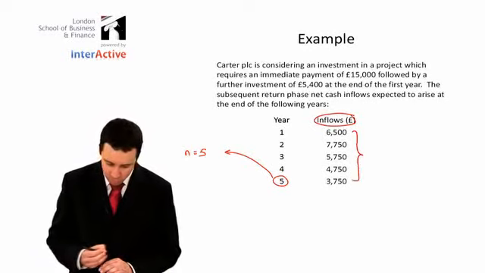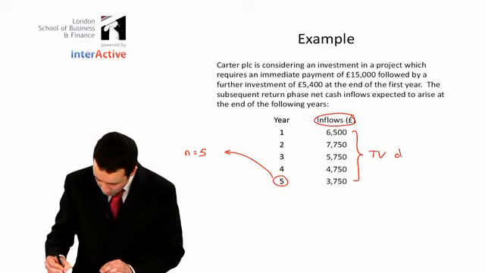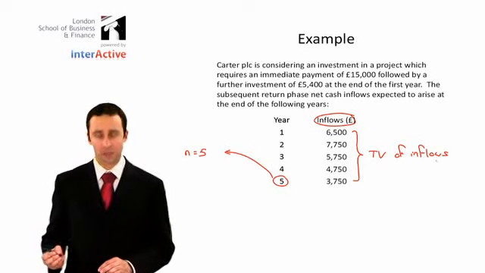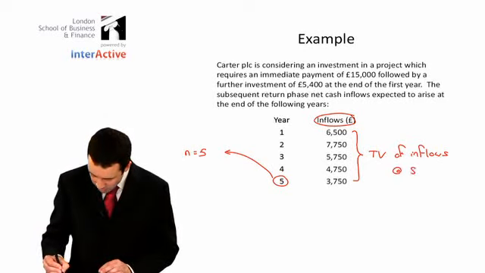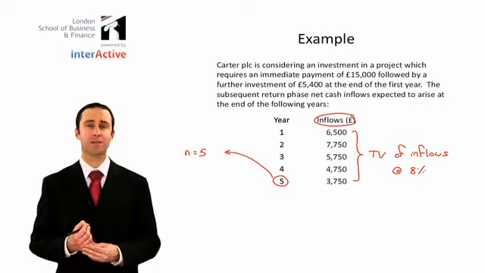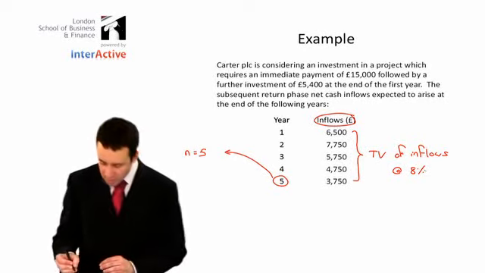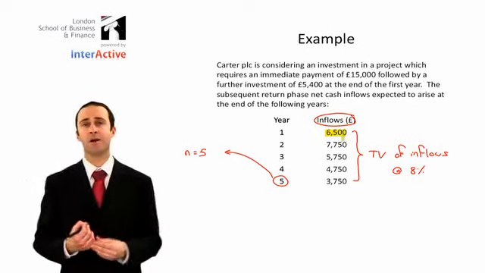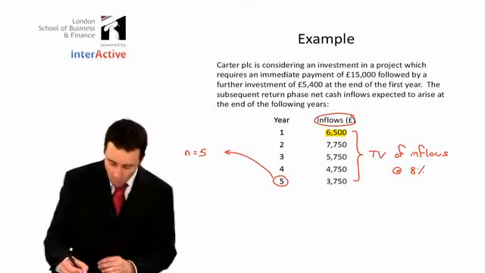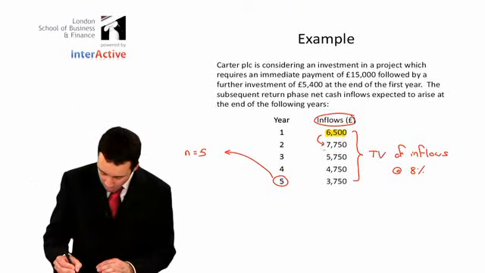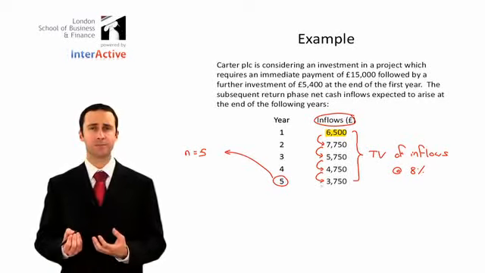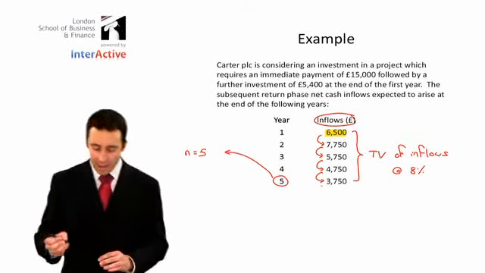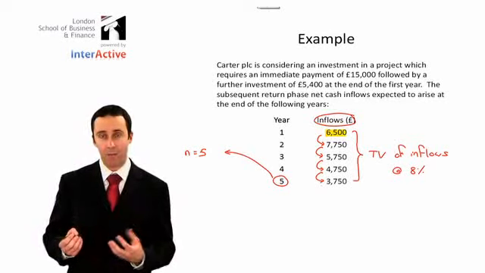And what we need to go through there is work out the terminal value of the inflows, which is there at the company cost of capital, which per the question in the material is there at 8%. So we're going to have to calculate the terminal value of the 6,500 at the end of the project. Well, now it's year 1, so we're going to have to compound that up 1 year, 2 years, 3 years, 4 years.